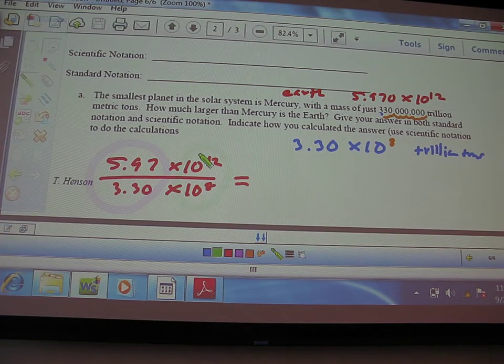Do you need your calculator? Yes. Use your phone. You all have your phone.